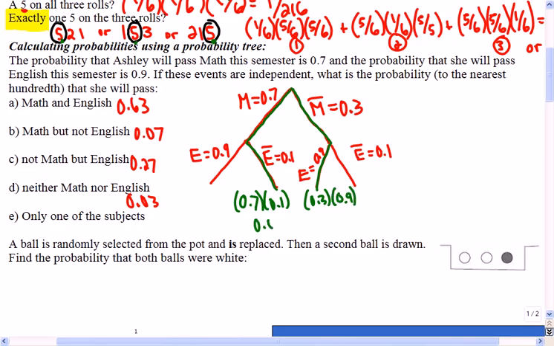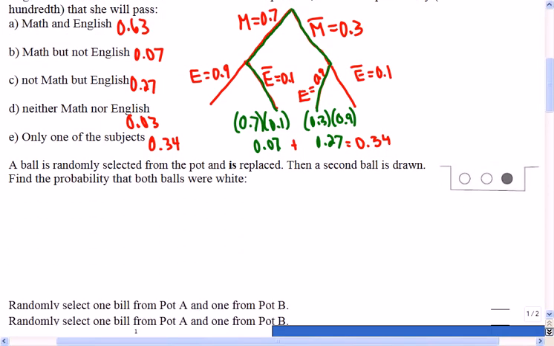So going down these branches, it would be 34%. So there's a 34% chance that she passes one and fails the other. Okay, and again, as it shows in the green here, it could be passing math and then failing English, or the other way around. She could also fail math but pass English. Okay, so let's take a look at some more tree diagrams.